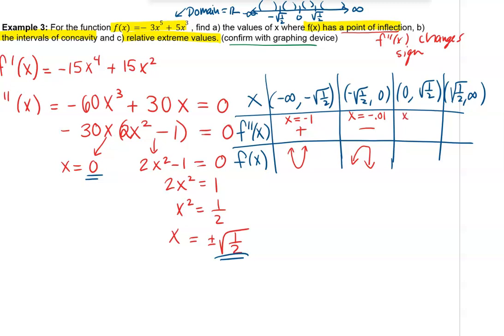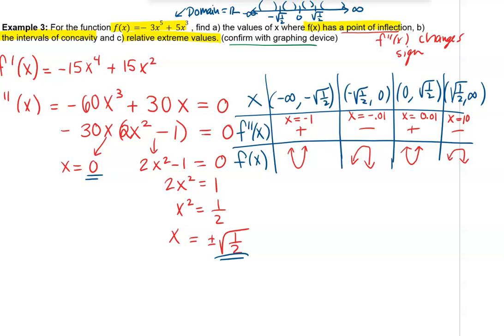Over here, maybe I'll imagine plugging in a positive, really, really small decimal, 1 over 100. That would make this negative. That would also make this negative, so that a negative times a negative is a positive. So my original function's concaving up. And then something greater than the square root of 1/2 could be like 10. Nice, easy number to imagine. So that would make this a negative, and then that would make that a positive. Negative times a positive is a negative. So my function is concaving down.